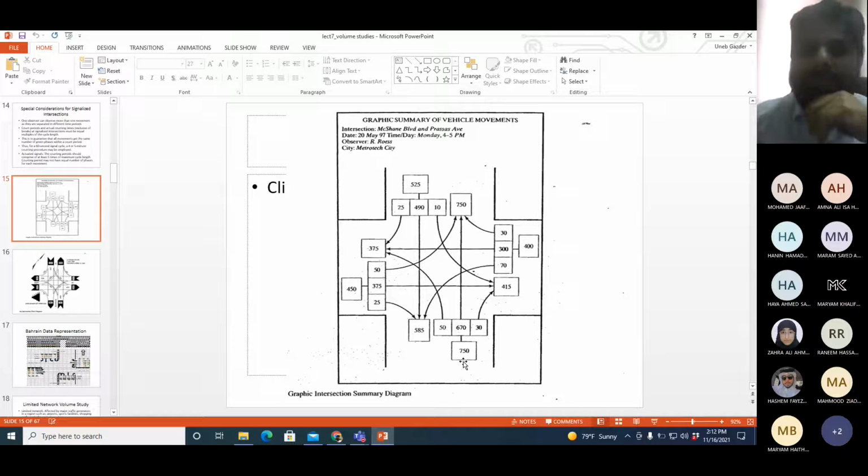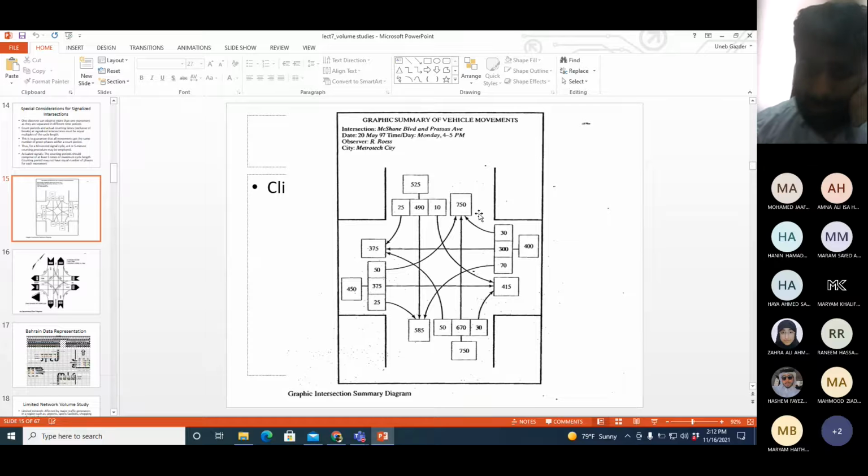Okay, now how do we represent the data for intersections? I will show you three different variations of this representation. This is the first one. So you see some basic information at the top: name of the intersection, day, date and time, observer and city. Then you see the sketch of the intersection.